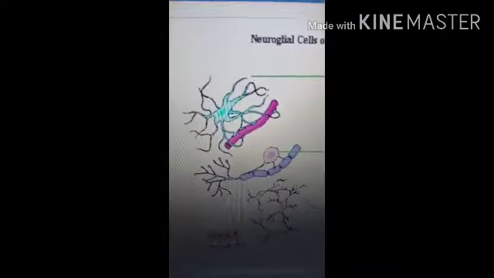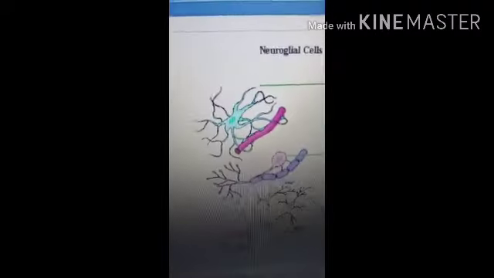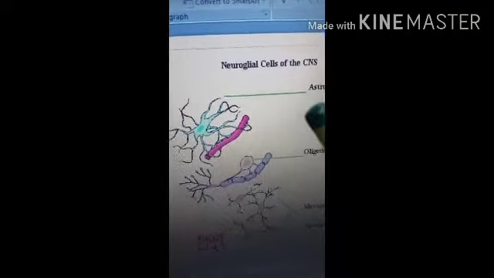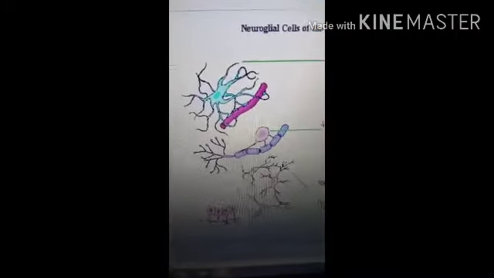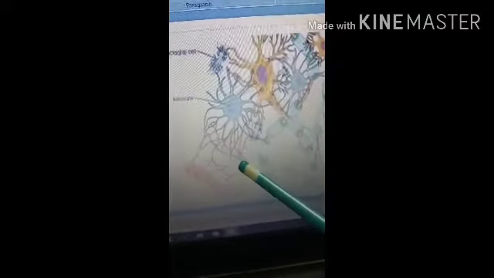Then the astrocytes are of 2 types. The first type is called the protoplasmic astrocyte, and the second is called the fibrous astrocyte. Protoplasmic astrocytes are found in the gray matter and are thicker and more branched than the fibrous astrocytes. For the fibrous astrocyte, we should see the diagram here. You can see the astrocyte, with many processes attached to the foot process.